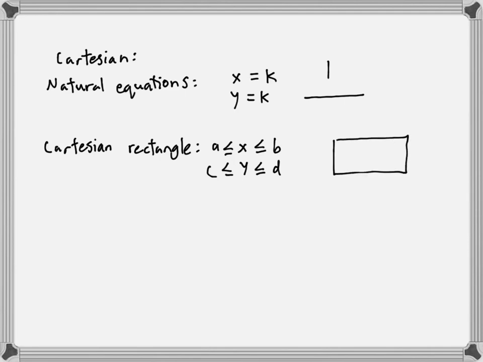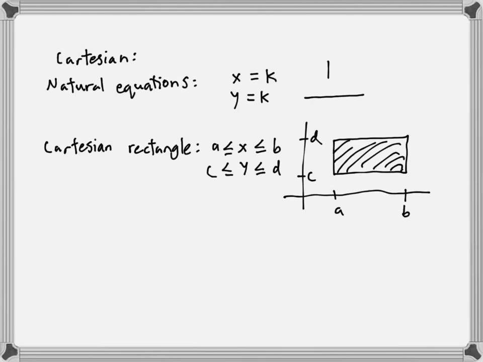You end up with something that looks like this, right? So if this is A and this is B and this is C and this is D, then this is what we end up with, right? We end up with this rectangle.